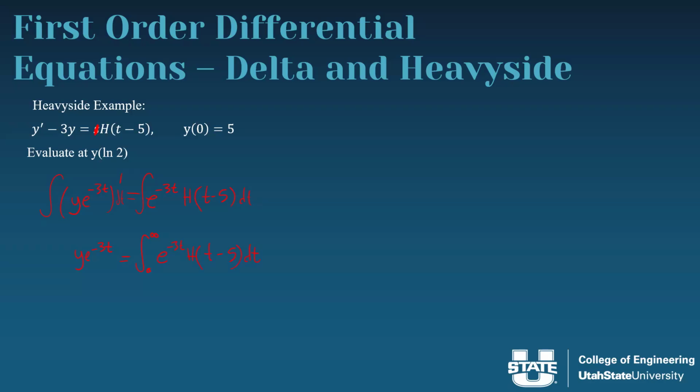And so what this does is it makes it so that the function doesn't turn on until t is equal to 5. So everything before t equals 5, this right-hand side is equal to 0. So we can remove this and put 5 in the bottom bound of our integral, because from 0 to 5, it's all equal to 0, and from 5 on, it's all equal to 1. So now it's just this function from 5 to infinity. So now we can solve.